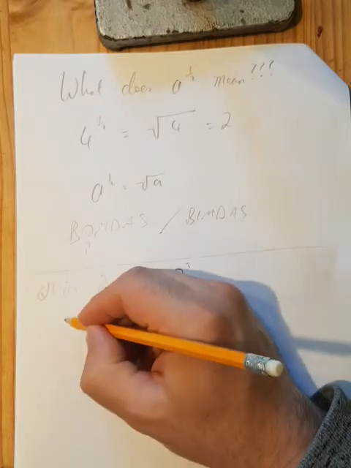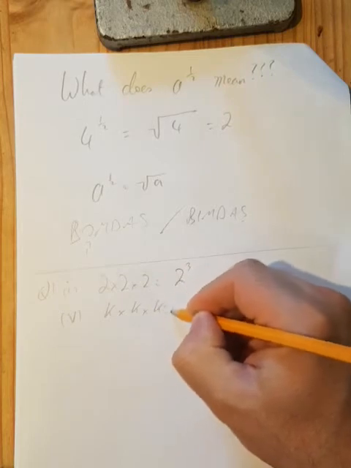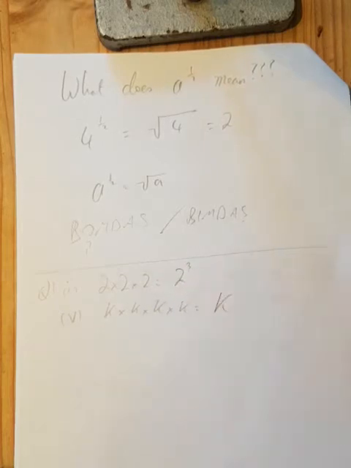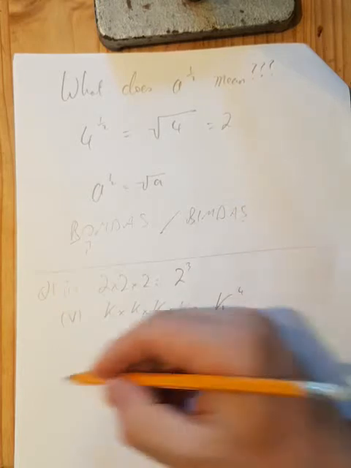Let's look at another example. Part 5, k times k times k times k. So it's going to be k to the power of what? 1, 2, 3, 4. K to the power of 4.